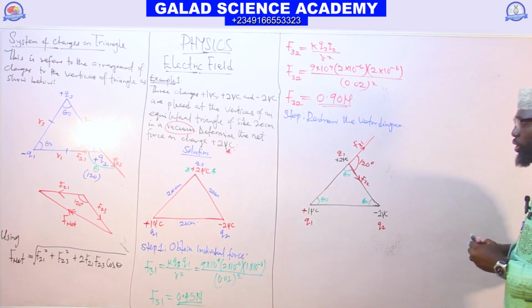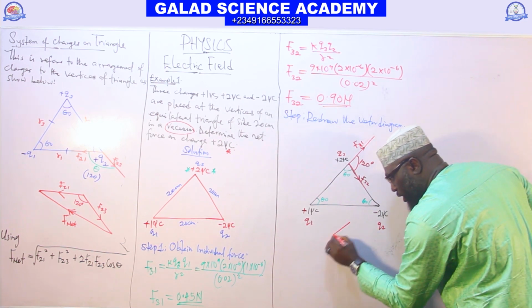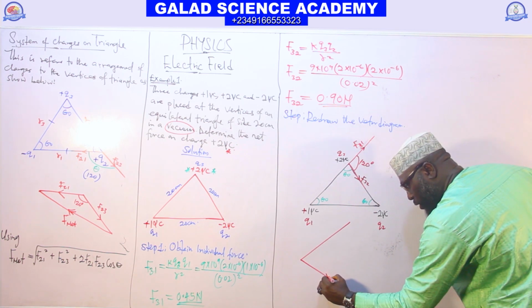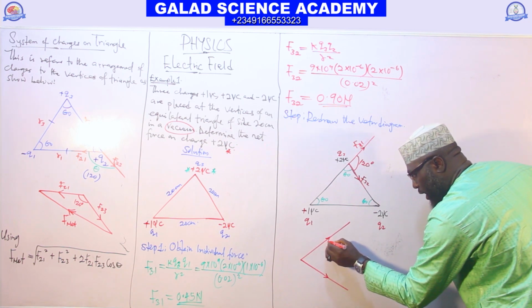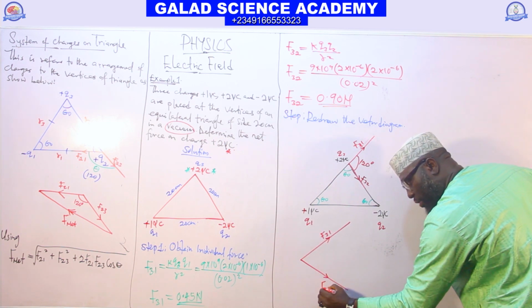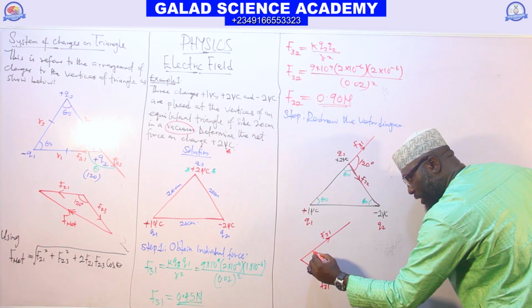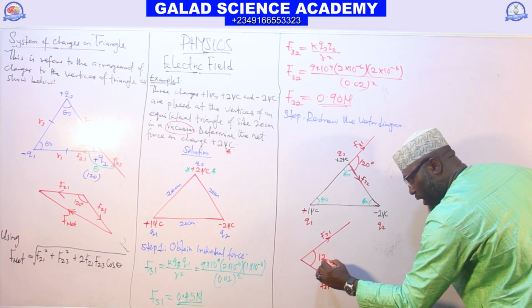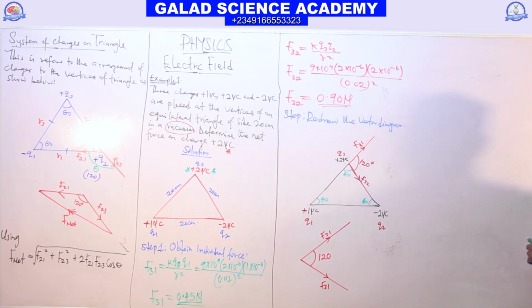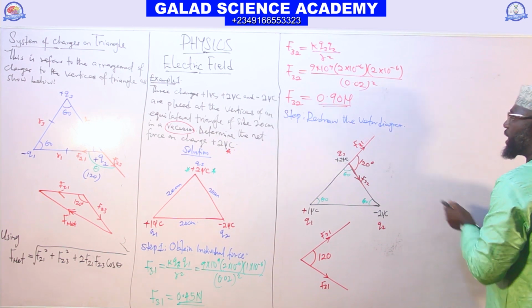So if you draw the diagram now, you have your vector diagram in this form. We have F31, and the angle we have here is 120. So this is the vector diagram.